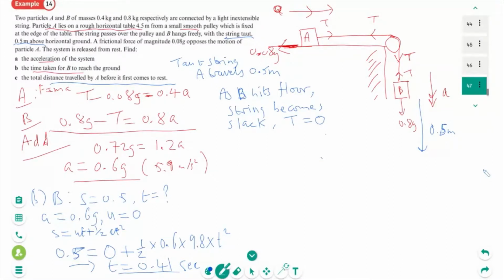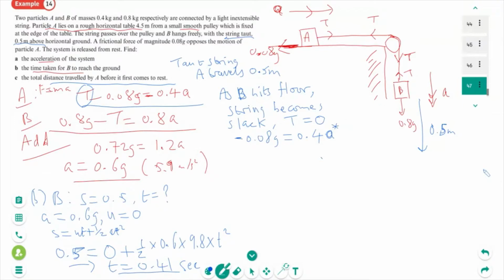So if we look at the equation over here, that was the original equation for particle A. Now if I put T equal to 0 here, replace that with 0, that will give me a new acceleration: minus 0.08 g equals 0.4 times the acceleration. I need to use a different letter. In the book, they use A dash for the new acceleration, so I'm going to use A star. So A star is the new acceleration of particle A when the string becomes slack.